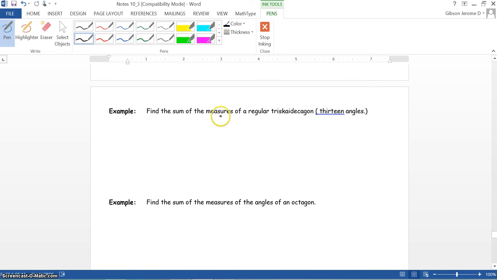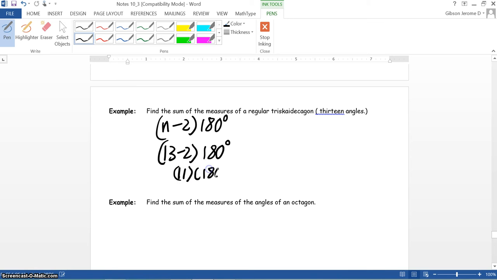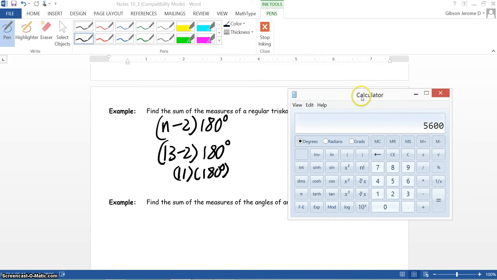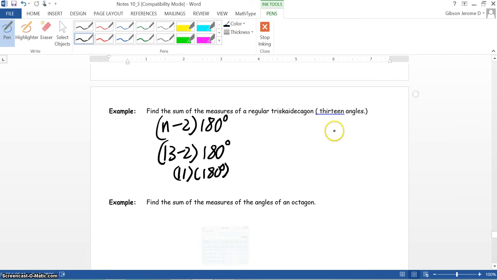So it says find the sum of the measures of a regular triskaidekagon, which is 13 angles. So we have (n minus 2) times 180. Now n represents how many sides we have, which is 13 in this case, times 180 degrees. 13 minus 2 is 11 times 180 degrees. Now we can take our calculator and take 11 times 180. And that will give us 1,980 degrees.